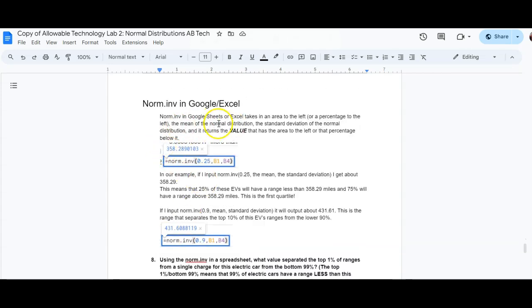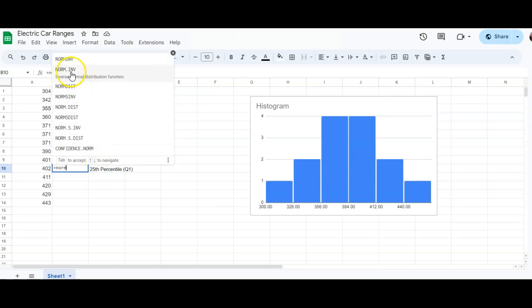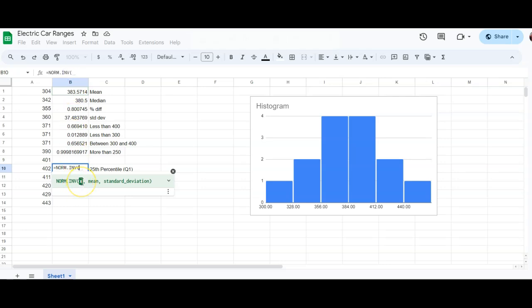Now again, when I'm doing it in reverse, it was called inverse normal on the TI calculator. It's called norm.inv on this. So I'm going to write 25th percentile, which is the same thing as Q1. The way I do that is equals norm.inv, norm inverse. The percent, that's the area, needs to be a decimal, so 0.25, comma, the mean, comma, the standard deviation. So I click the mean, comma, I click the standard deviation right there, and I get that number. So 25% of these electric vehicles will have a range of roughly 358.3 miles or less.